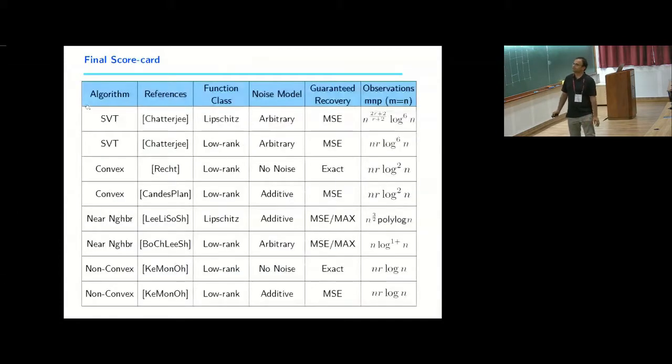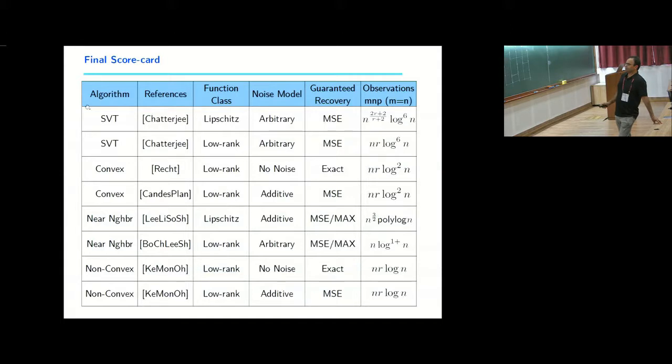All right. So before we go forward, this is the scorecard so far, right? So the singular value thresholding, if you look for, okay, it's 2 by 2, low rank structure or Lipschitz functions, and arbitrary noise or no noise or Gaussian noise, or additive noise. And then there are norms like MSE or max norm, or if no noise, then you're looking for exact.